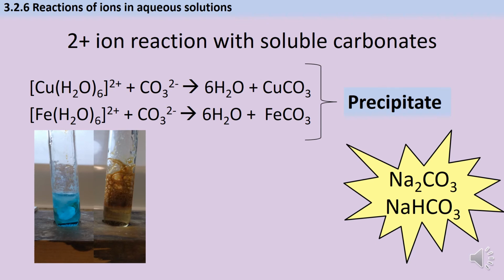Next on our list of test tube reactions is the reactions of these 2+ ions with soluble carbonates. So this could be either sodium carbonate or sodium hydrogen carbonate, which is sometimes also called sodium bicarbonate. And in each instance, rather than forming a complex ion with 6 water ligands, the metal ion is just joining up with the anion, with the carbonate, and we've got the 6 water molecules being kicked out and left over. So in each instance we see a sort of a precipitate being formed.